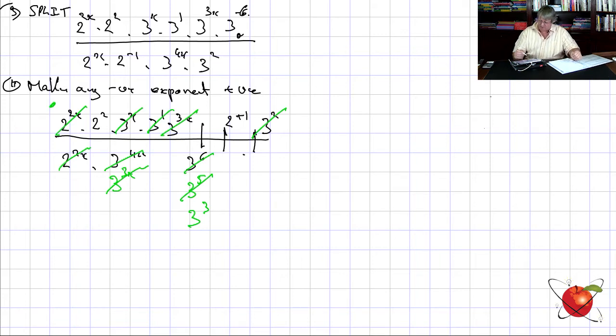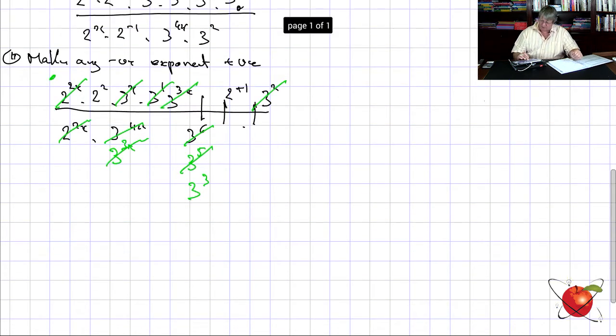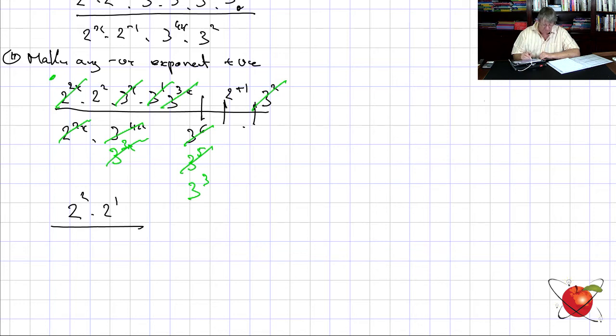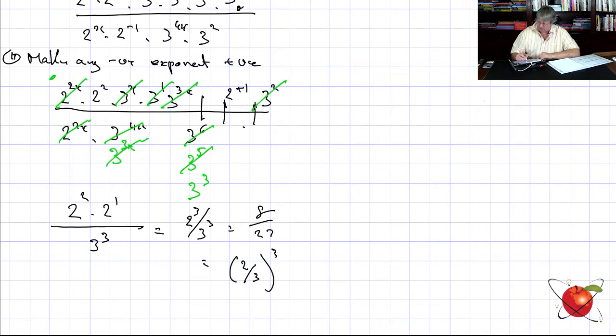So what do we end up with? Let's see what's left over after our cancellation process. On top we have 2 squared and another 2, so 2 squared times 2 to the 1. At the bottom we have 3 to the power of 3. My final answer is thus 2 cubed over 3 cubed. You could write that as 8 over 27. It is also the same as 2 over 3 all cubed, isn't it?